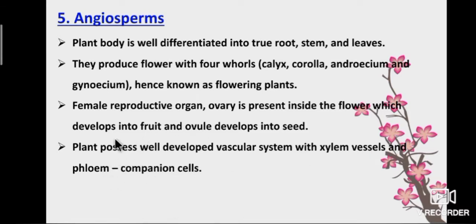Once again I repeat, angiosperm plant body is well differentiated into true root, stem and leaves. They produce flower with 4 whorls, hence known as flowering plants. This female reproductive organ, ovary, is present inside the flower which develops into fruit and ovule develops into seed. This plant possesses well-developed vascular system with xylem vessels and phloem companion cells.